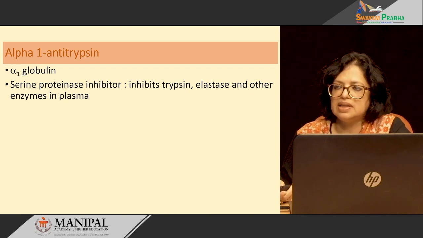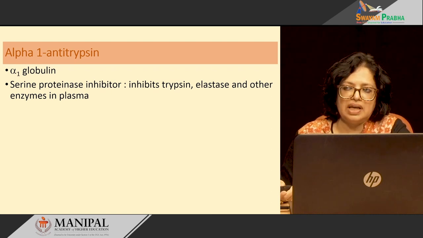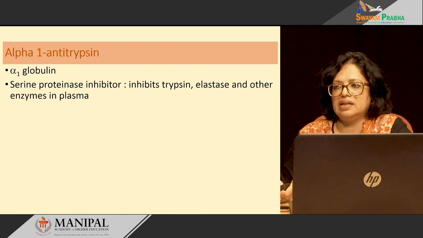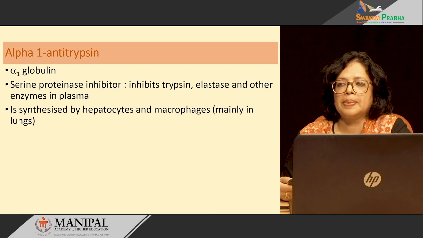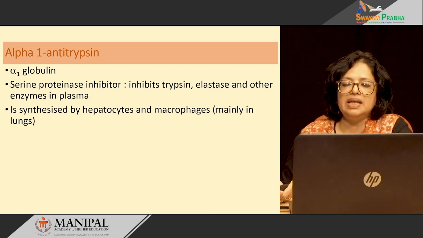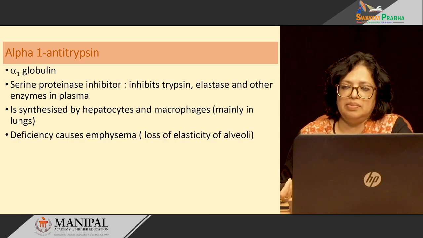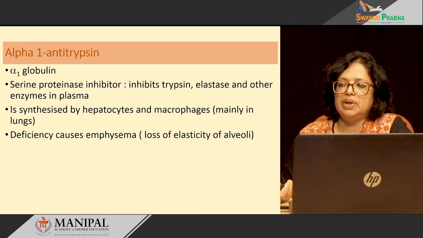It inhibits enzymes which have a serine active site, serine residue contributing to the active site, like trypsin, elastase and other enzymes. It is synthesized by hepatocytes and macrophages, mainly in the lungs, and its deficiency causes emphysema. Emphysema is a condition where you see loss of elasticity of the alveoli, and there will be breathing problems.